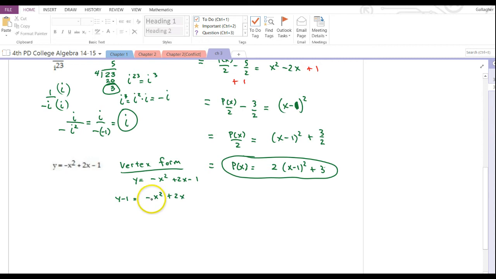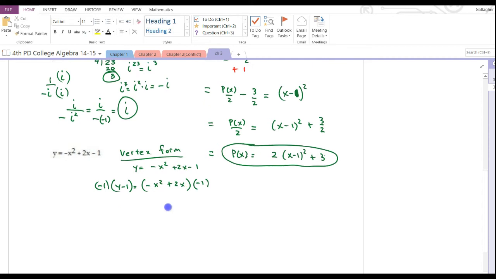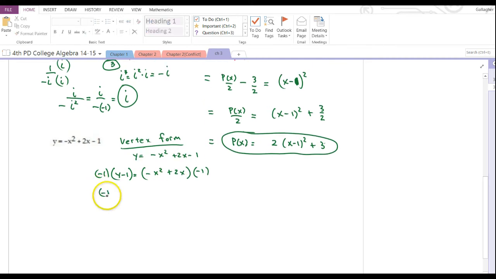Now we're going to divide everything by negative 1, or multiply, it doesn't matter. I'll go ahead and multiply by negative 1. Okay, and I'm going to multiply this one by negative 1 here. So I end up with negative 1 times y plus 1 equals x squared minus 2x. Now, if we complete this square again, we end up with plus 1 again. So I have negative 1y here plus 1 equals x minus 1 squared.